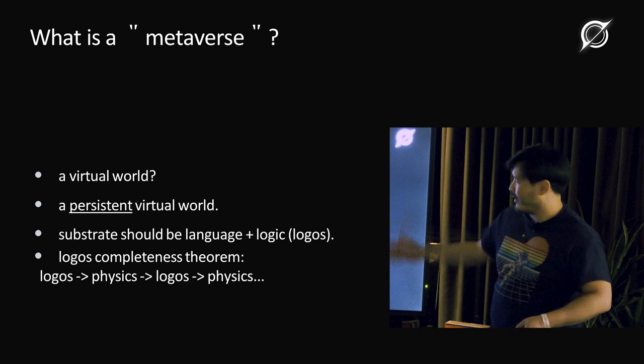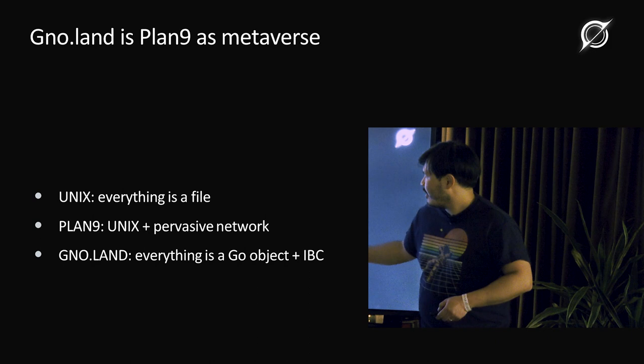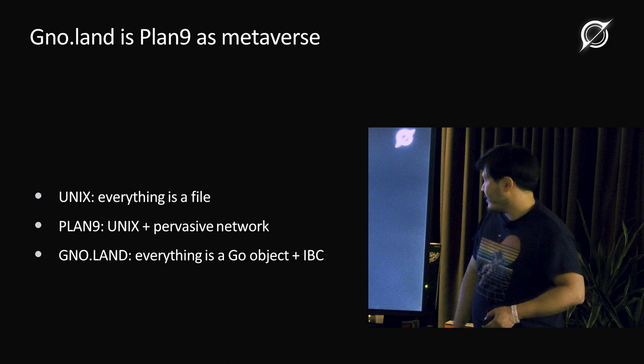Ooh. All right, so this is just kind of going over the same thing. Yeah, so Plan 9 was, you know, Unix plus networking, right? Networking is pervasive everywhere. And we have IBC.